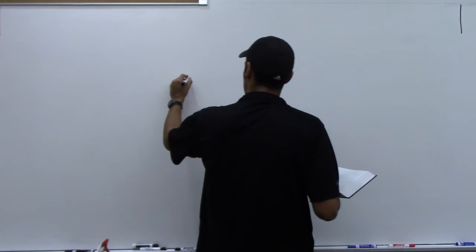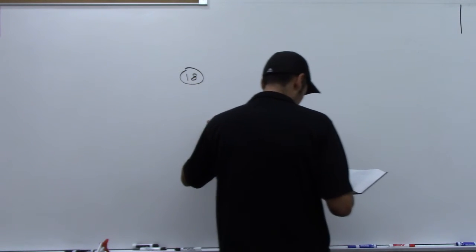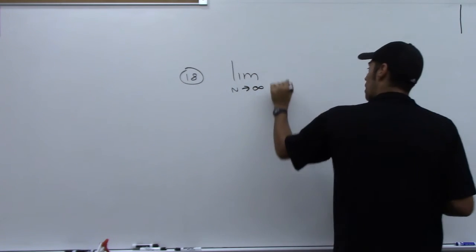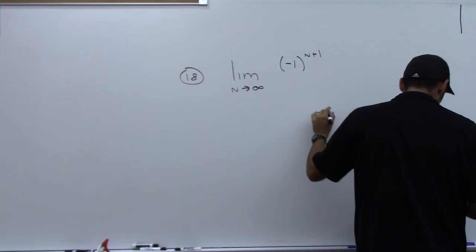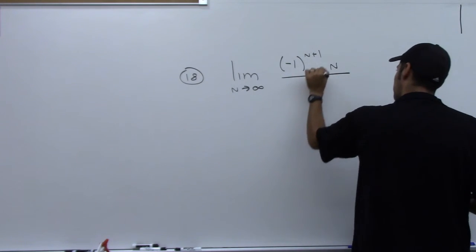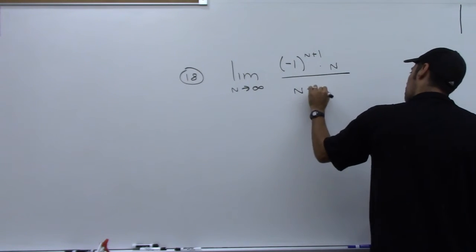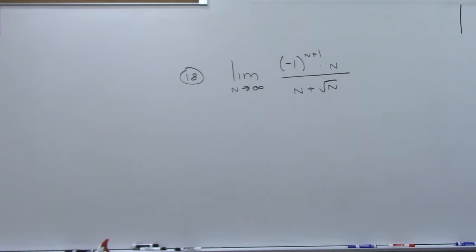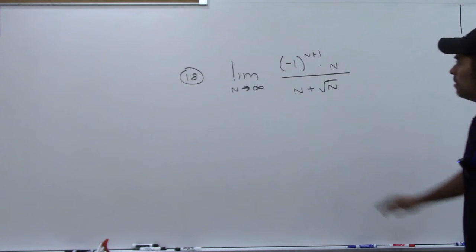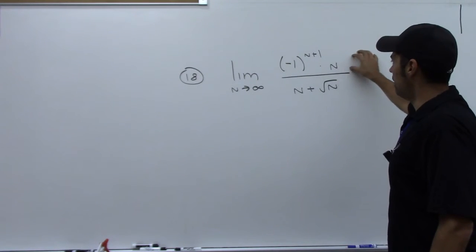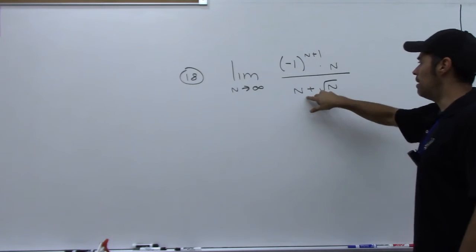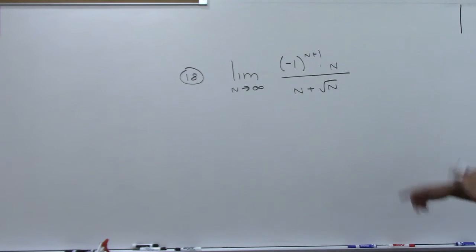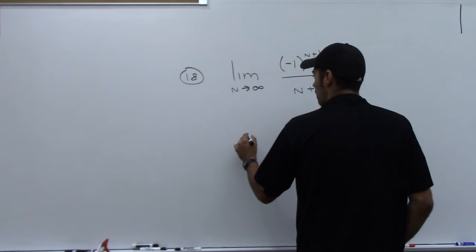18 looks like another one of these. So for 18, you have the limit as n goes to infinity of (-1)^(n+1), that's an alternating sequence, times n over n plus root n. So what's happening here? On the top, it's getting big, but it's alternating between positive and negative numbers. And the bottom is going to infinity. So we almost have like an infinity over infinity, except for the fact that the top keeps switching between positive and negative.